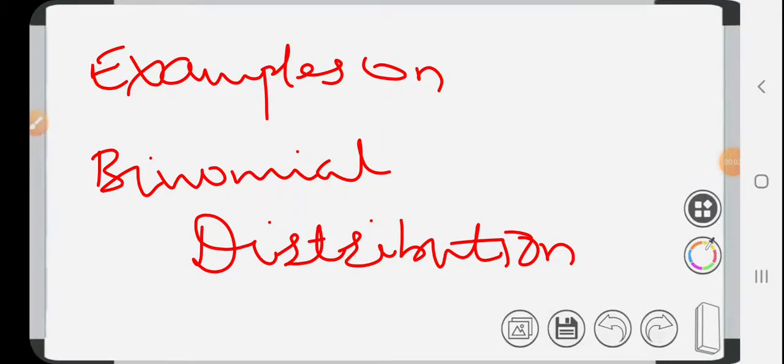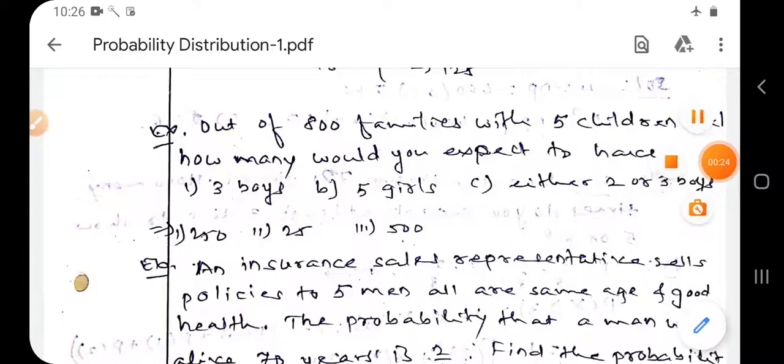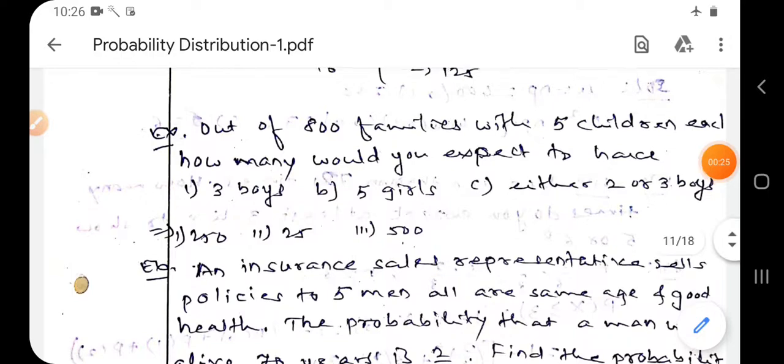Let us solve some problems on a binomial distribution. Already in our last videos we have studied the concept as well as some problems on binomial distribution. Now today also we will solve some problems on binomial distribution. So the output of today's lecture is to understand the concept of binomial distribution with examples. So write down the problem here.